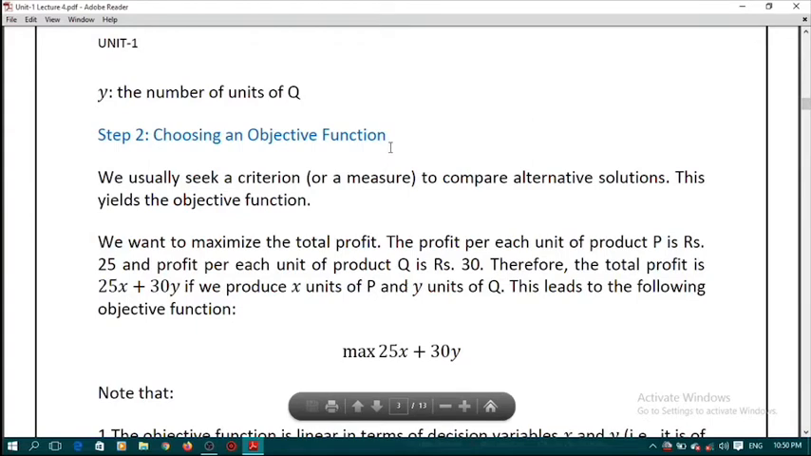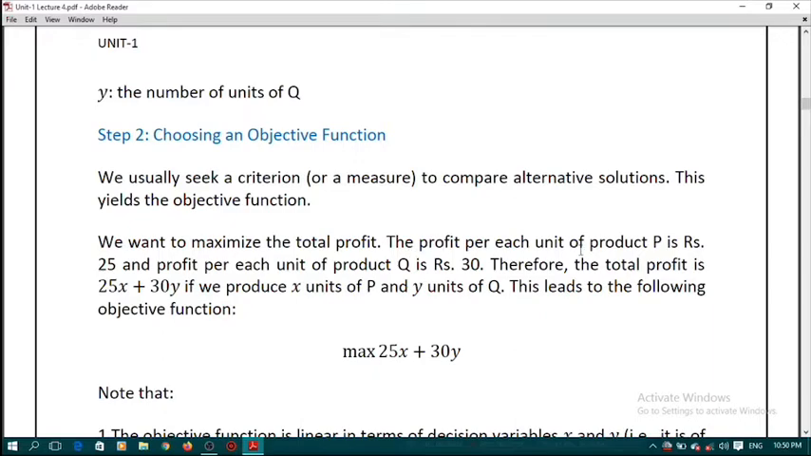Choosing an objective function. In description, this one is the third step, but you can alternate those, step number 2 and step number 3. So here we first choose an objective function. We usually seek a criterion or measure to compare alternative solutions. This yields the objective function. We want to maximize the total profit.